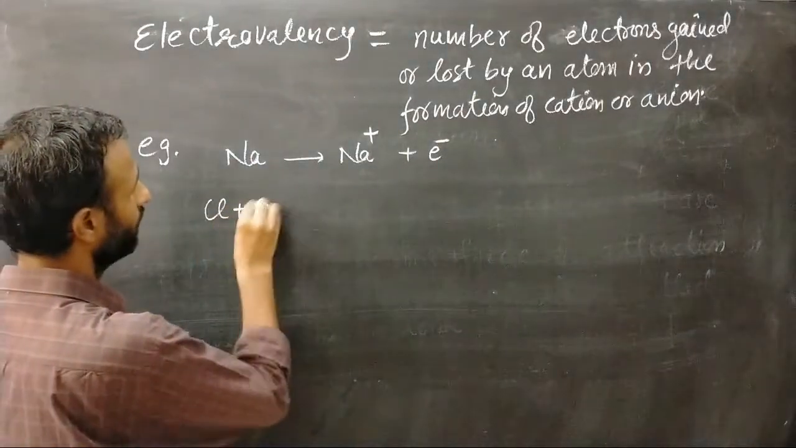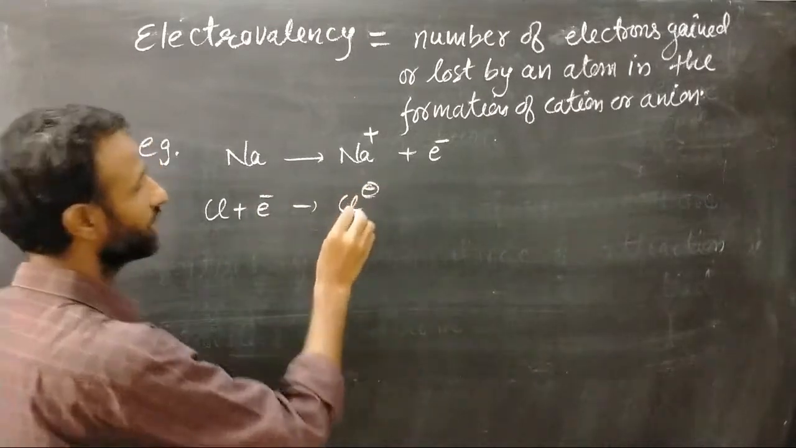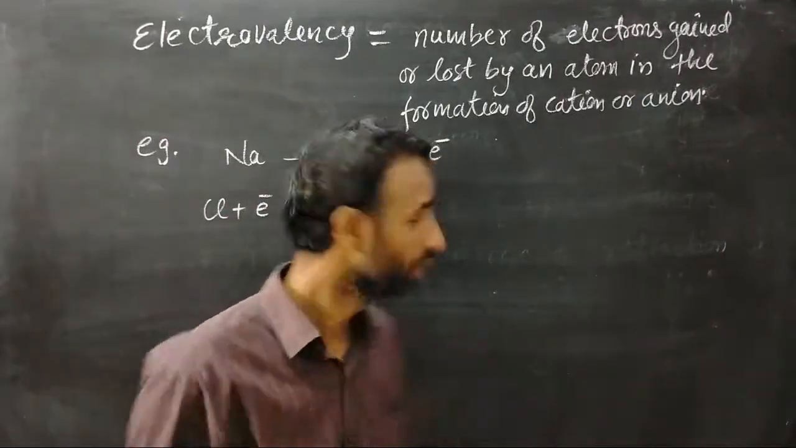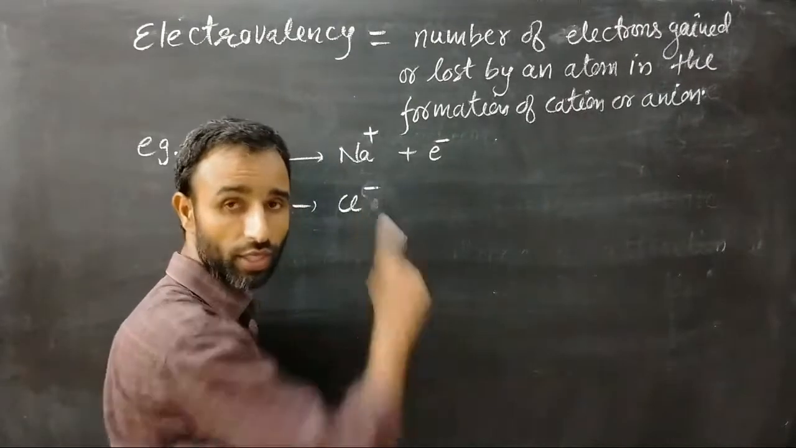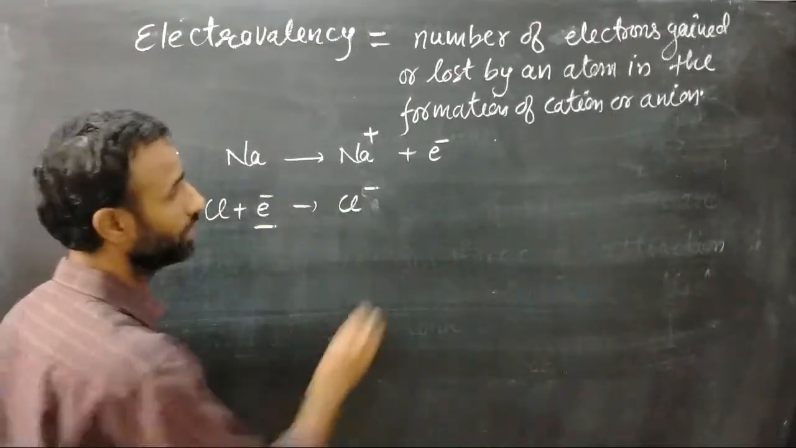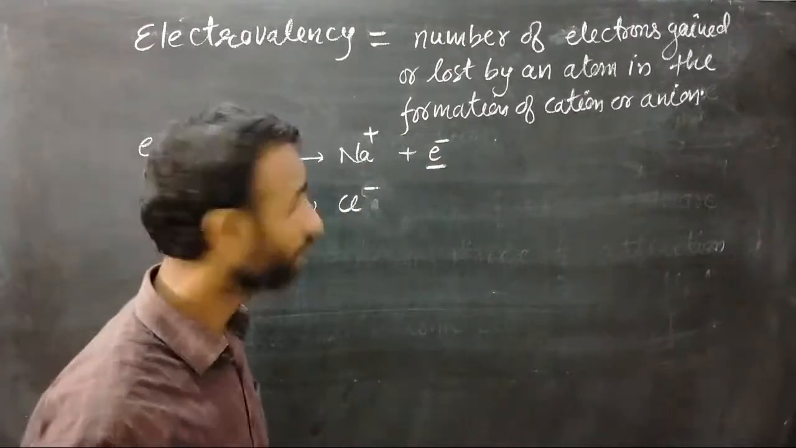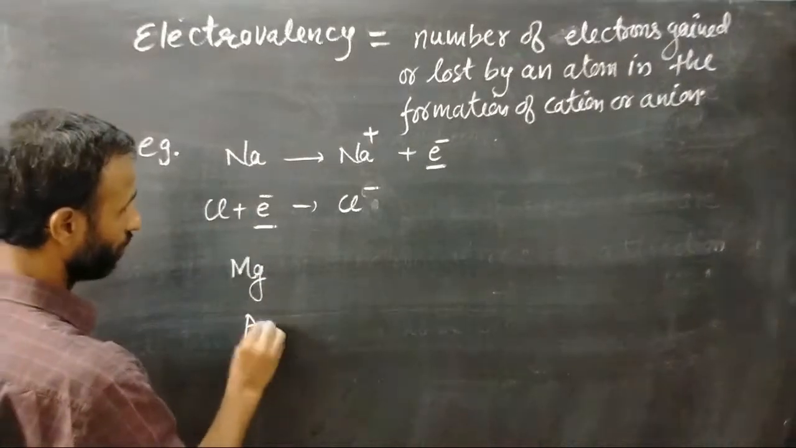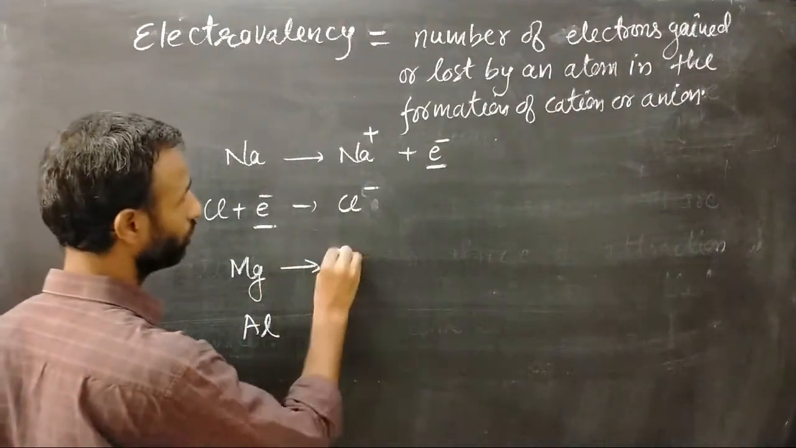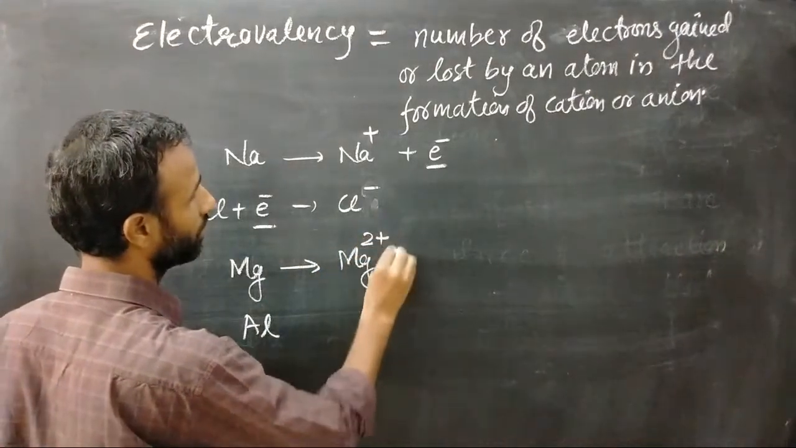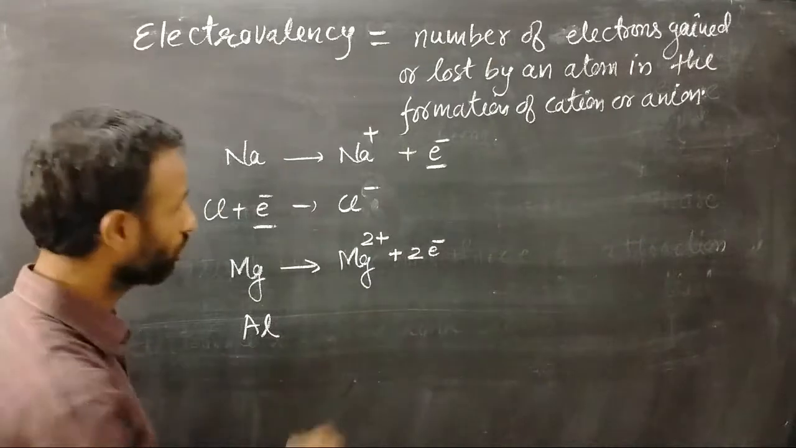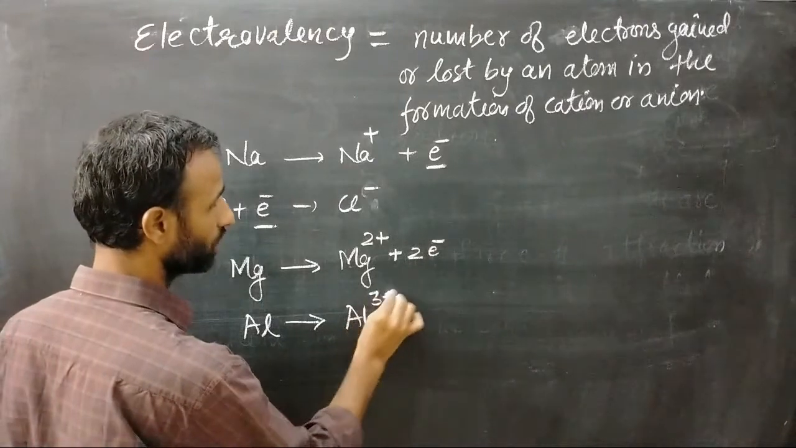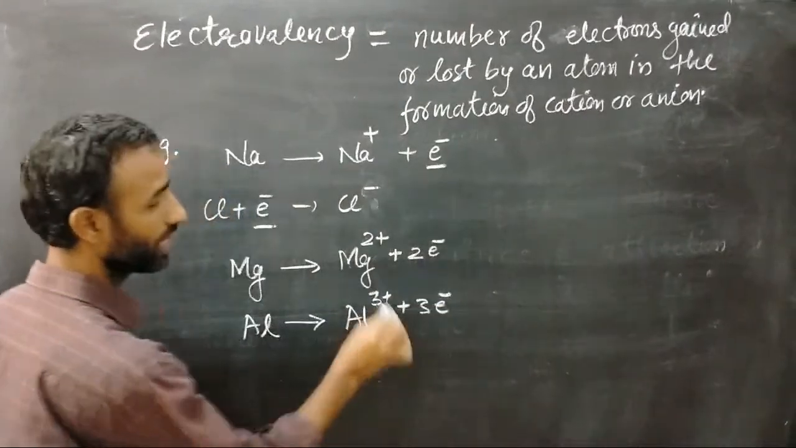Cl, again it gains one electron, so its electrovalence is again 1. It is a number, actually, a magnitude. Okay, its electrovalence is not -1. It is 1 because it gains one electron, it loses one electron, so it is a number. Okay, so tell me, what is the electrovalence of magnesium and aluminium? Magnesium loses 2 electrons, that's why its electrovalence is 2. Aluminium, you know, loses 3 electrons to acquire noble gas configuration, so its electrovalence is 3.